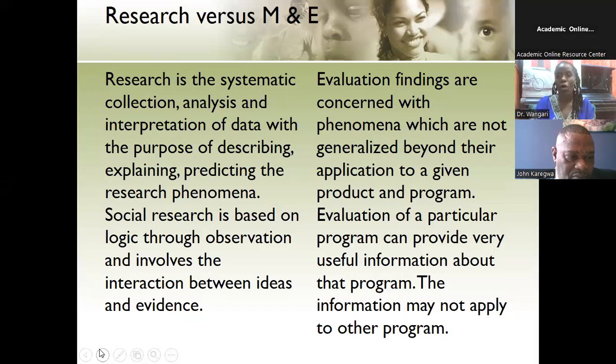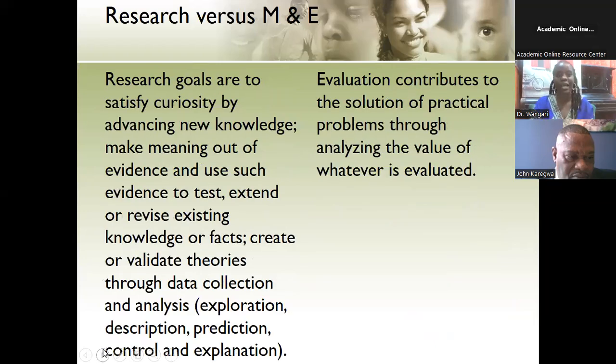But evaluation, on the other hand, is whereby you use findings which are concerned with phenomena which are not generalized beyond their application to a given product and program. So evaluation of a particular program can provide very useful information about that program. The information may not apply to another program. So you see how it can be quite specific when we talk about evaluation. A few more differences. We've already seen these answers. You all got them right.